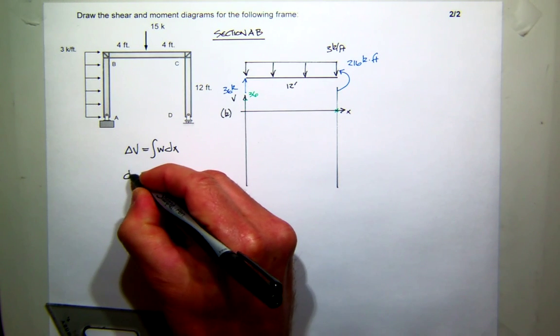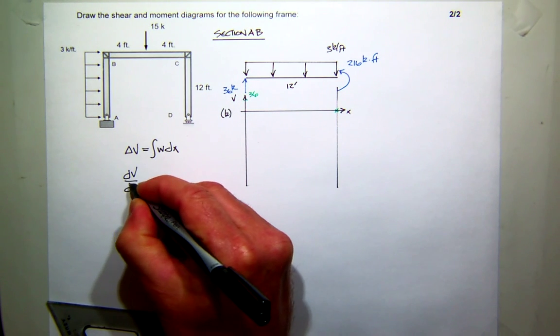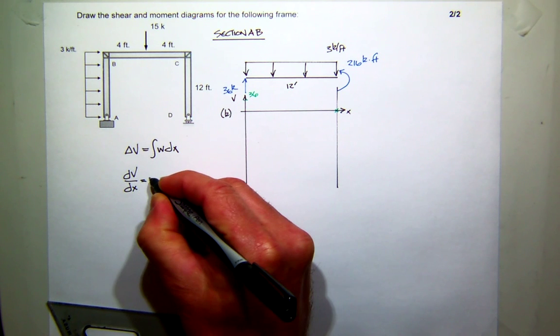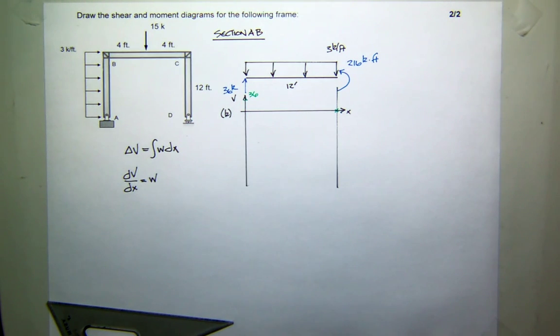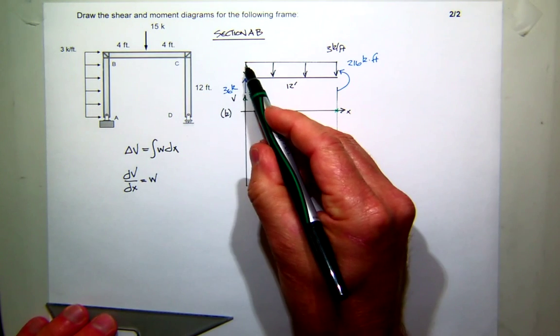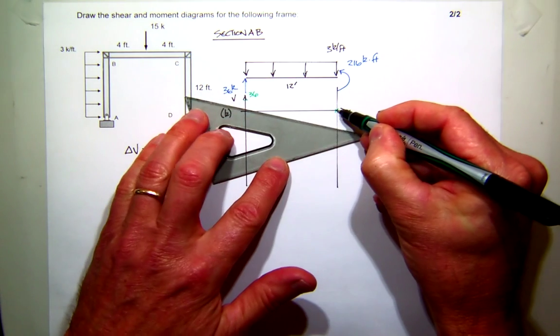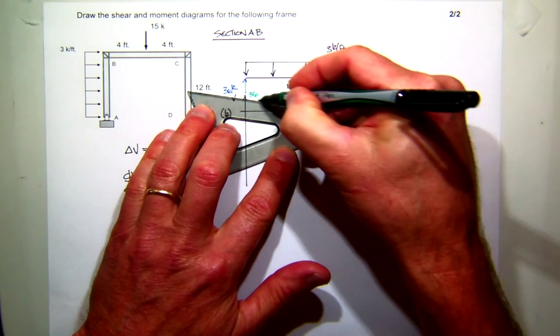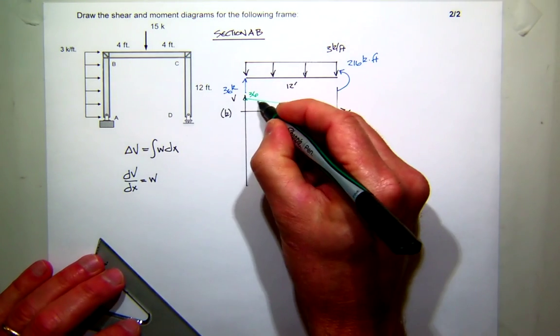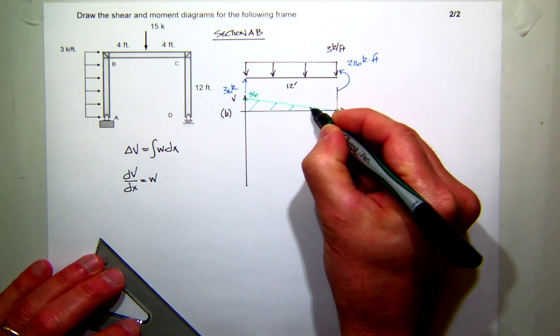Also, we know that the slope of the diagram is equal to the load. And the load in this case is constant, and it's negative. So I know my diagram is a little tiny there. I'm sorry about that. But you can see it's just a triangular shape.